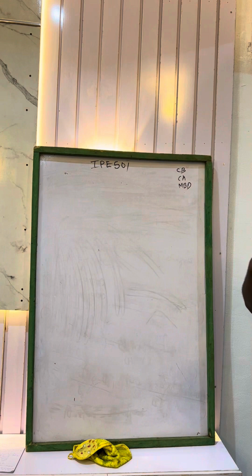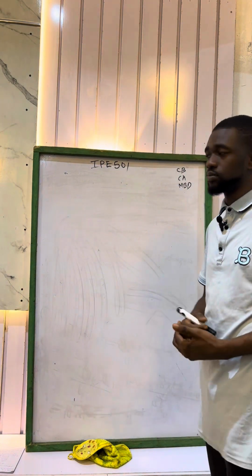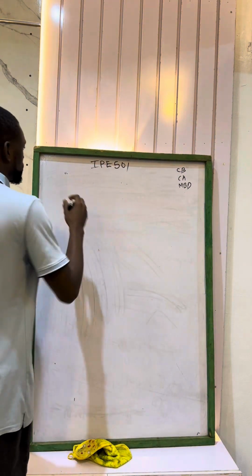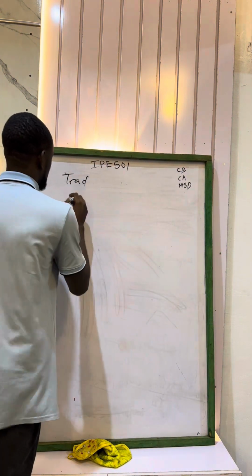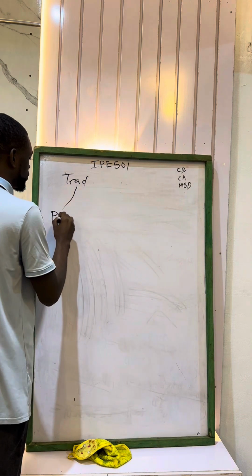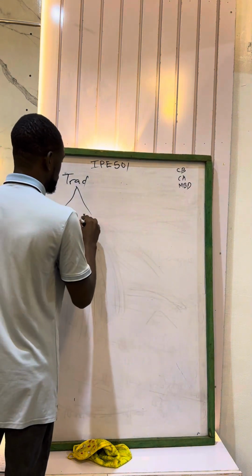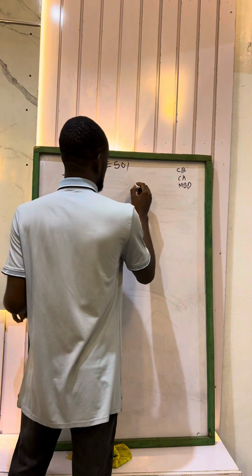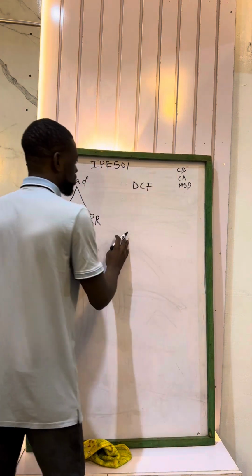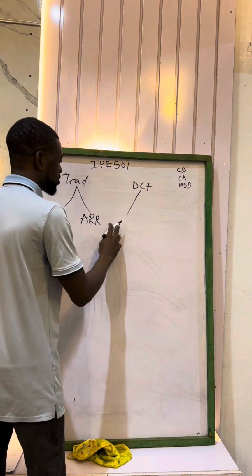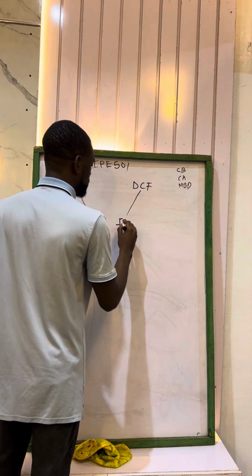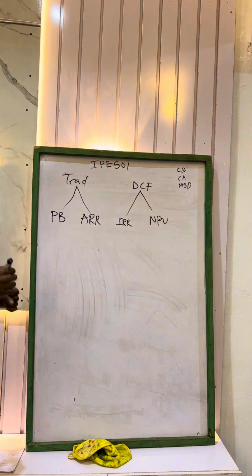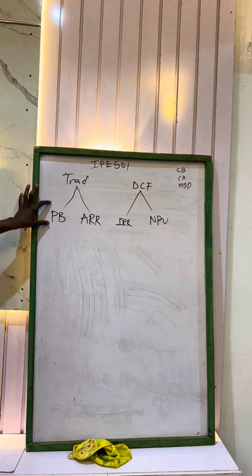So in capital budgeting, there are different techniques with which you can calculate. There's the traditional and there's the discounted cash flow method. The traditional is divided into the payback period method and the accounting rate of return. And the discounted cash flow, which is DCF, is divided into the internal rate of return and the net present value. So next, we're going to be moving to the payback method.